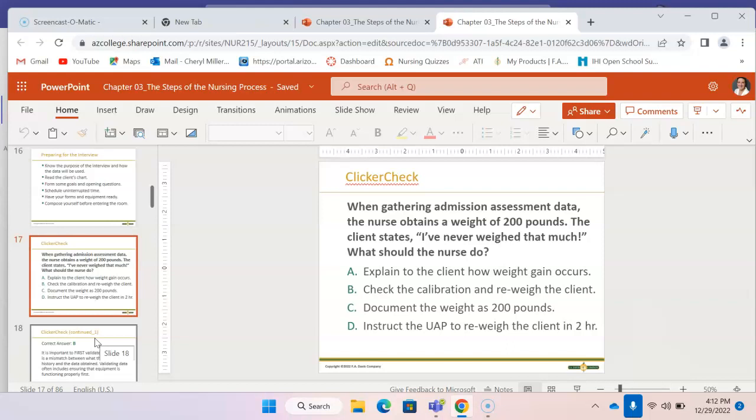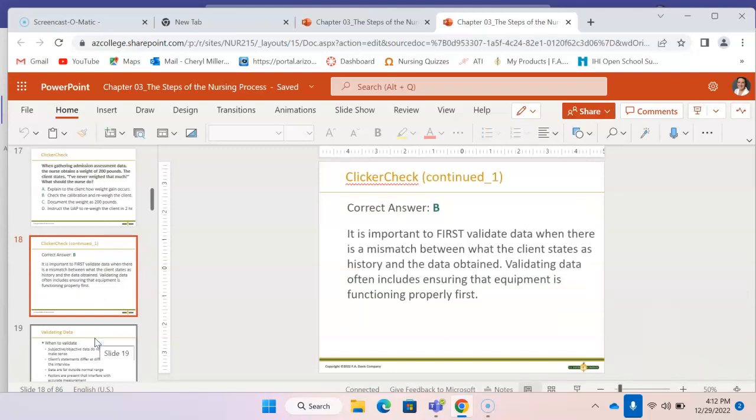If the patient says, "Oh my gosh, my blood pressure's never been that high," or "Oh my gosh, my blood pressure's never been that low," or "Oh my gosh, your scale's off," don't you think we should recheck our equipment first? Okay? Always double check our equipment. If somebody tells us we're way off, double check first. So the first thing we would want to do is go ahead and validate our data.